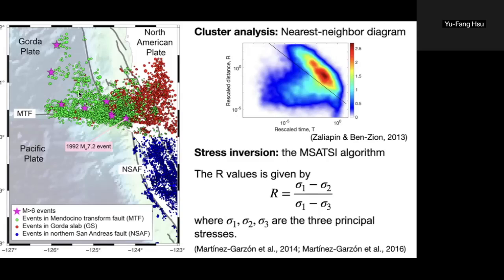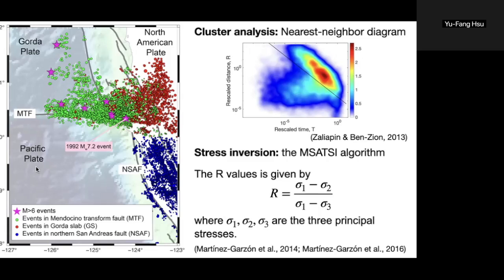The Mendocino Triple Junction is located at a place where the Gorda Plate, North American Plate, and Pacific Plate meet. This is one of the most seismically active regions in the US, and more than 10 magnitude larger than 6 events occurred in the past 40 years. Tectonic movements lead to high background seismicity rate.